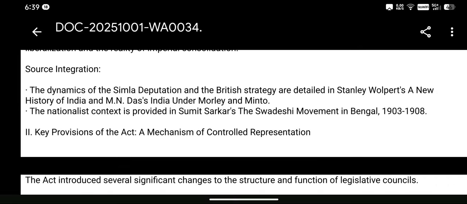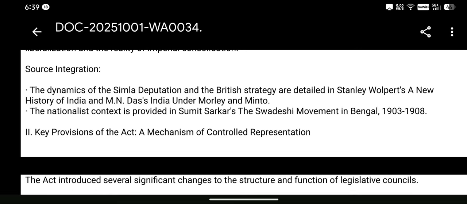Source integration. The dynamics of the Simla deputation and the British strategy are detailed in Stanley Wolpert's A New History of India and M.N. Das's India Under Morley and Minto. The nationalist context is provided in Sumit Sarkar's The Swadeshi Movement in Bengal, 1903 to 1908.